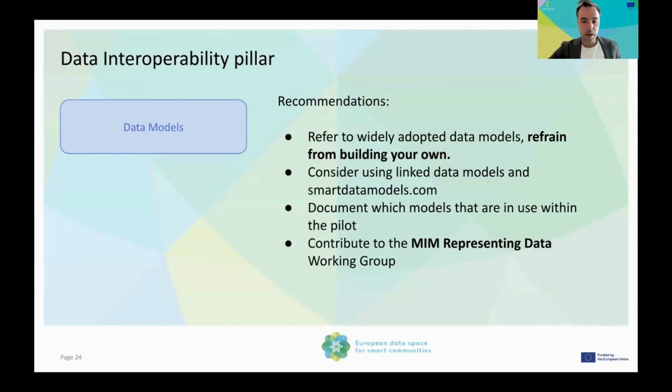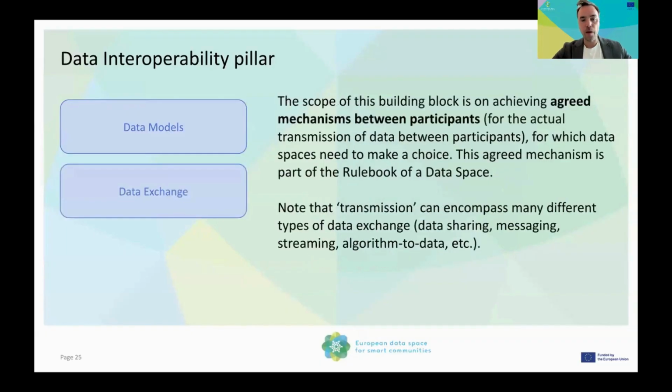Another important recommendation, of course, is there is a minimum interoperability mechanism working group for data models. It is MIM21 representing data. We would warmly invite you as pilots to join this working group and also share your experiences, because this is what helps us create an interoperability space within Europe.